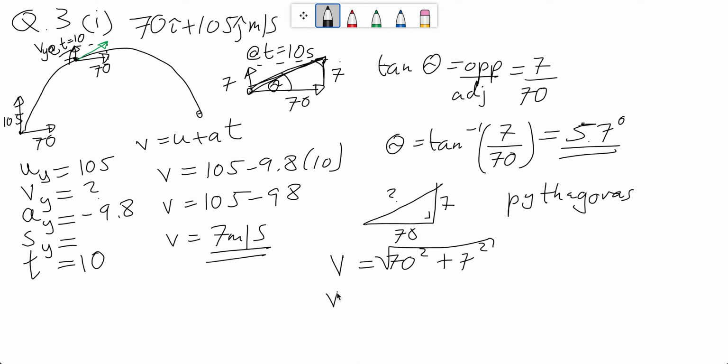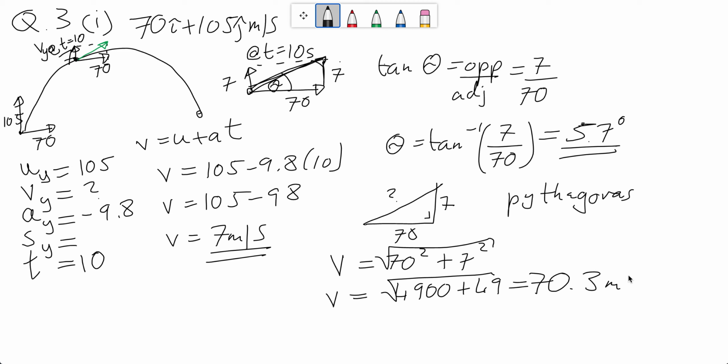So V equals the square root of 70 squared plus 7 squared. That's 4900 plus 49, which is 4949, and we want to find the square root of that.